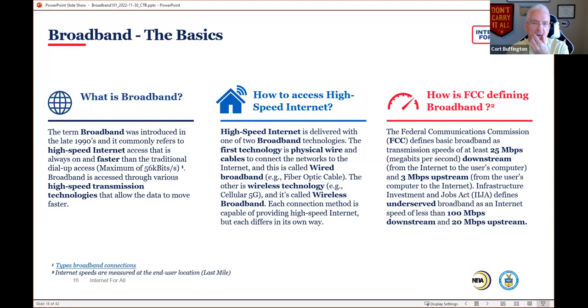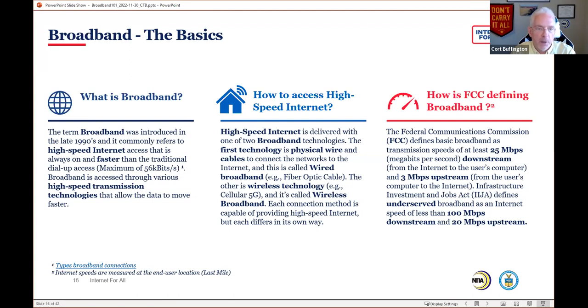Some key broadband terms. Okay, we kind of touched on this with broadband versus high-speed internet, but going a little deeper, the term broadband was introduced in the late 90s, and it commonly refers to high-speed internet access that's always on and faster than traditional dial-up. So when we started seeing the term broadband used, that was really based on the early connections that didn't involve using our phone lines and tying up the phone lines, something that was on all the time and significantly faster than our original dial-up modem connections. Those high-speed transmission technologies allowed significantly faster data movements. Well, at the time, they certainly seemed a lot faster.